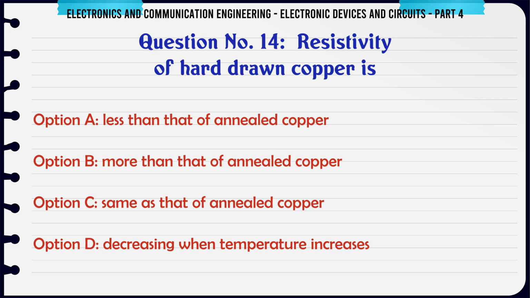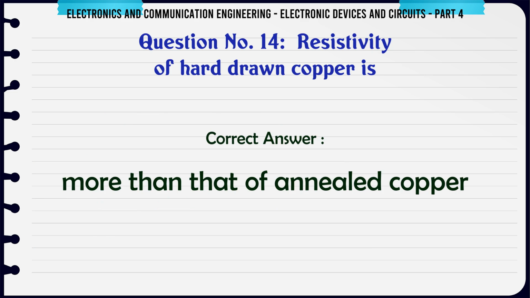Resistivity of hard drawn copper is: A. less than that of annealed copper, B. more than that of annealed copper, C. same as that of annealed copper, D. decreasing when temperature increases. The correct answer is more than that of annealed copper.